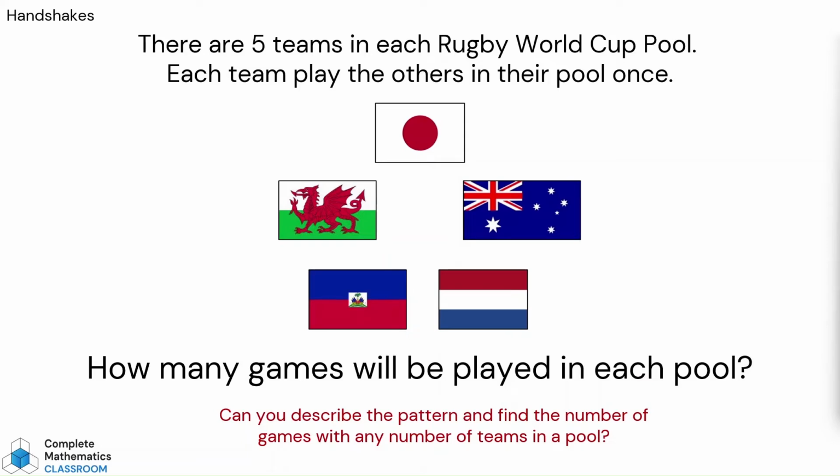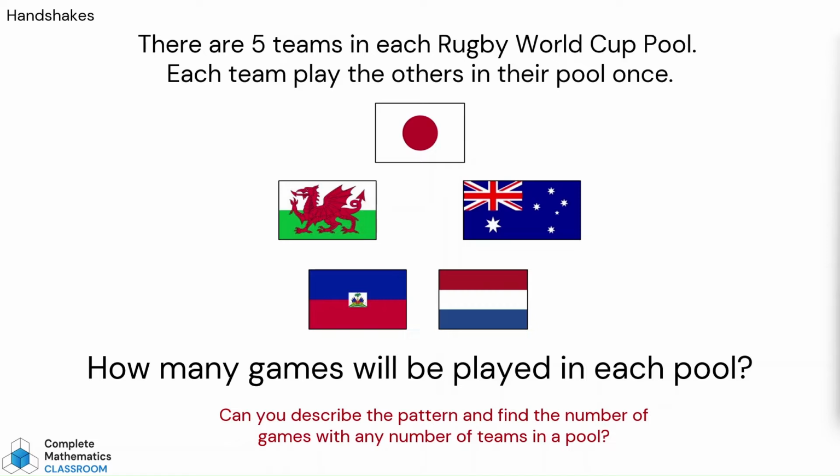Okay, so this task is a variation of the classic handshakes task, where you have a certain number of people in a room and they each shake hands with each other once, and how many handshakes there are. You can see the context for this question is in a Rugby World Cup pool. You've got five teams in a pool, and they each play each other once. So how many games are there going to be? So it's exactly the same mathematical problem, just that the context has changed.